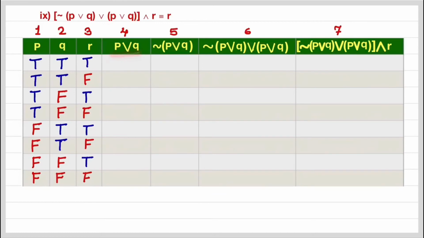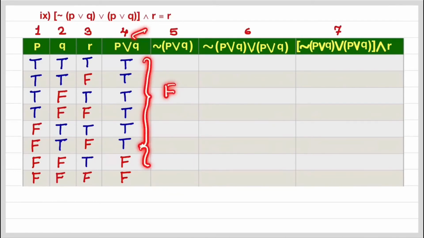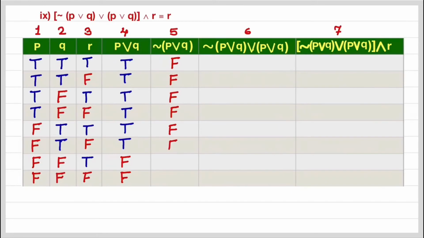This column is for disjunction, and we know when both the statements are false, it is false. See where this condition is satisfied: at the 7th and 8th entry. Both the statements are false. Therefore, their disjunction is false and all other entries are true. Now take the negation of this statement, and we know when a statement is true, its negation is false, and when a statement is false, its negation is true. So the first 6 entries are false and the last 2 entries are true.